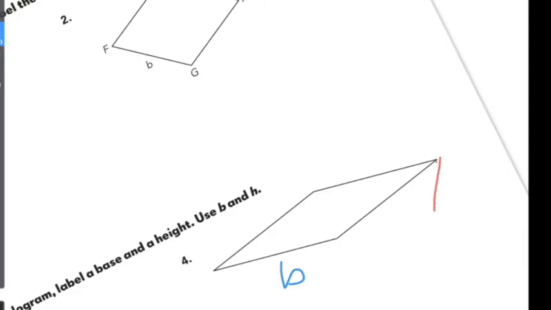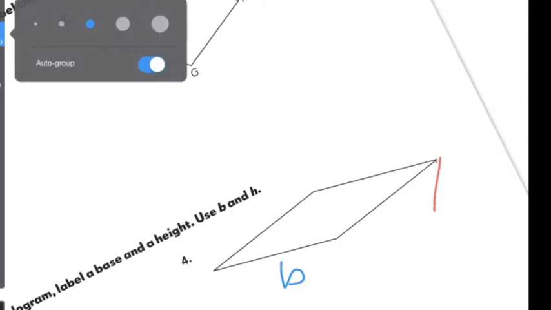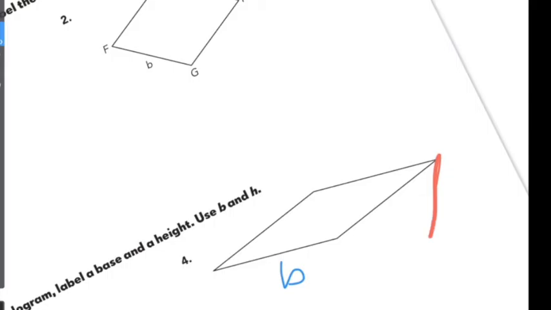Let me make it a little bigger. If I go straight down, then the dotted line would look like this. I'm going to have to make it a straight line. It doesn't look that great on the iPad. And that would be the height over here. So the base is really this part. Let's make it blue. This part's the base. The height is really right here.